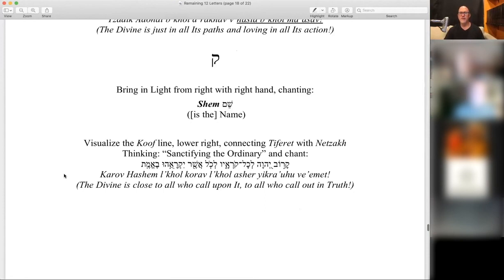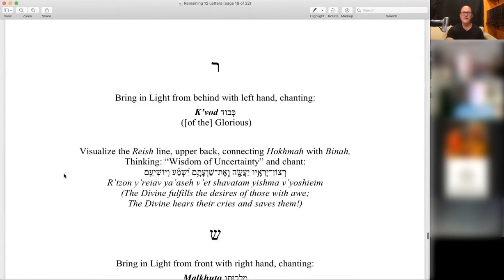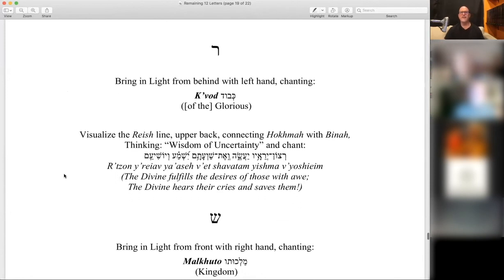Karov, Adonai lechol korav, lechol asher yikra'uhu v'emet. And bringing in light from behind with the left hand, Kavod. Kavod. Seeing the Reish line behind you, upper, connecting Chokhmah and Bina behind you, behind your shoulders. Wisdom of uncertainty, transcendent reality, Ritzon.